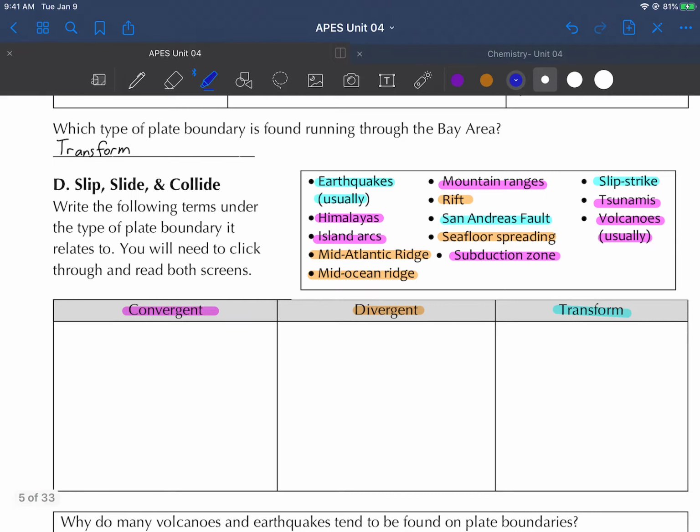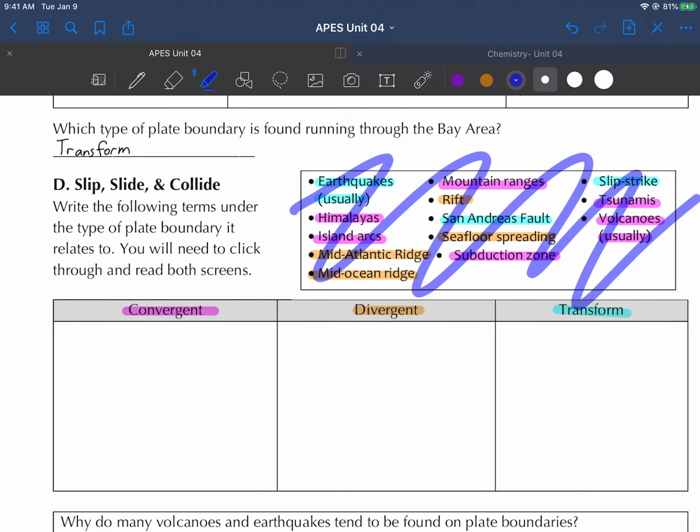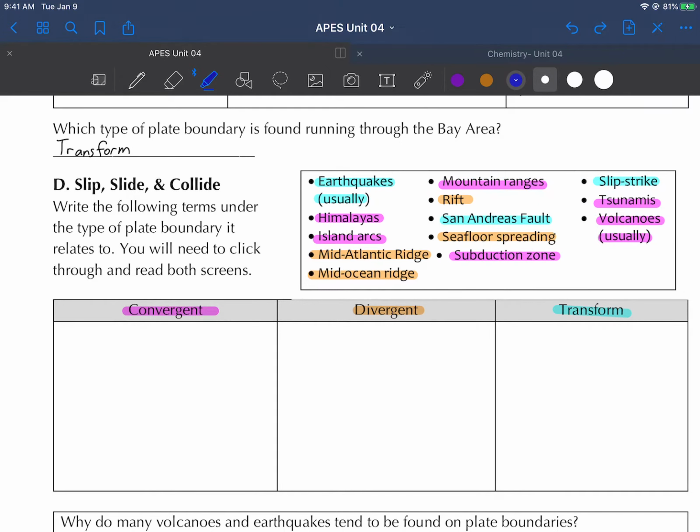Okay, then we color-coded some vocabulary words with the types of boundary. They were color-coded, so take a minute, pause, read those. I don't feel like rewriting them.